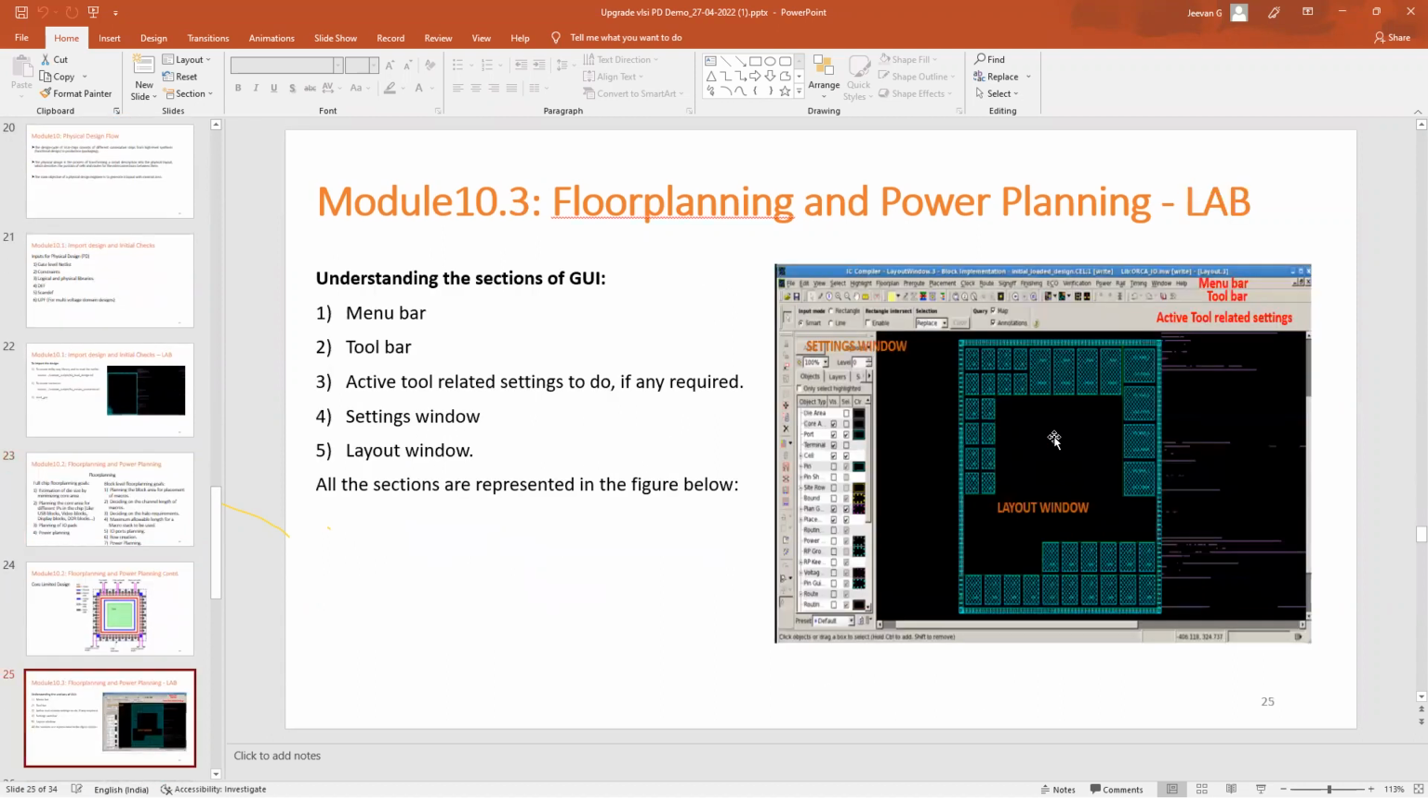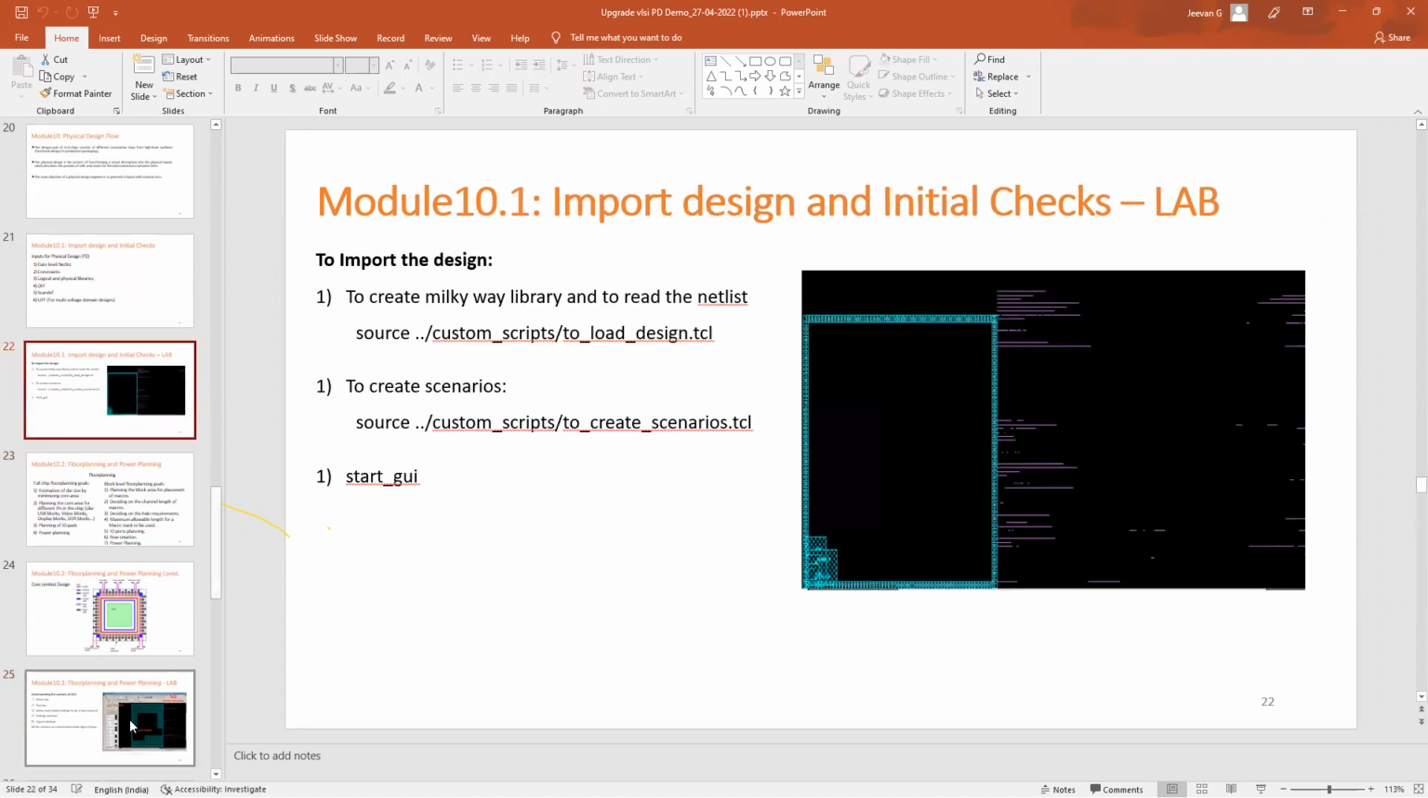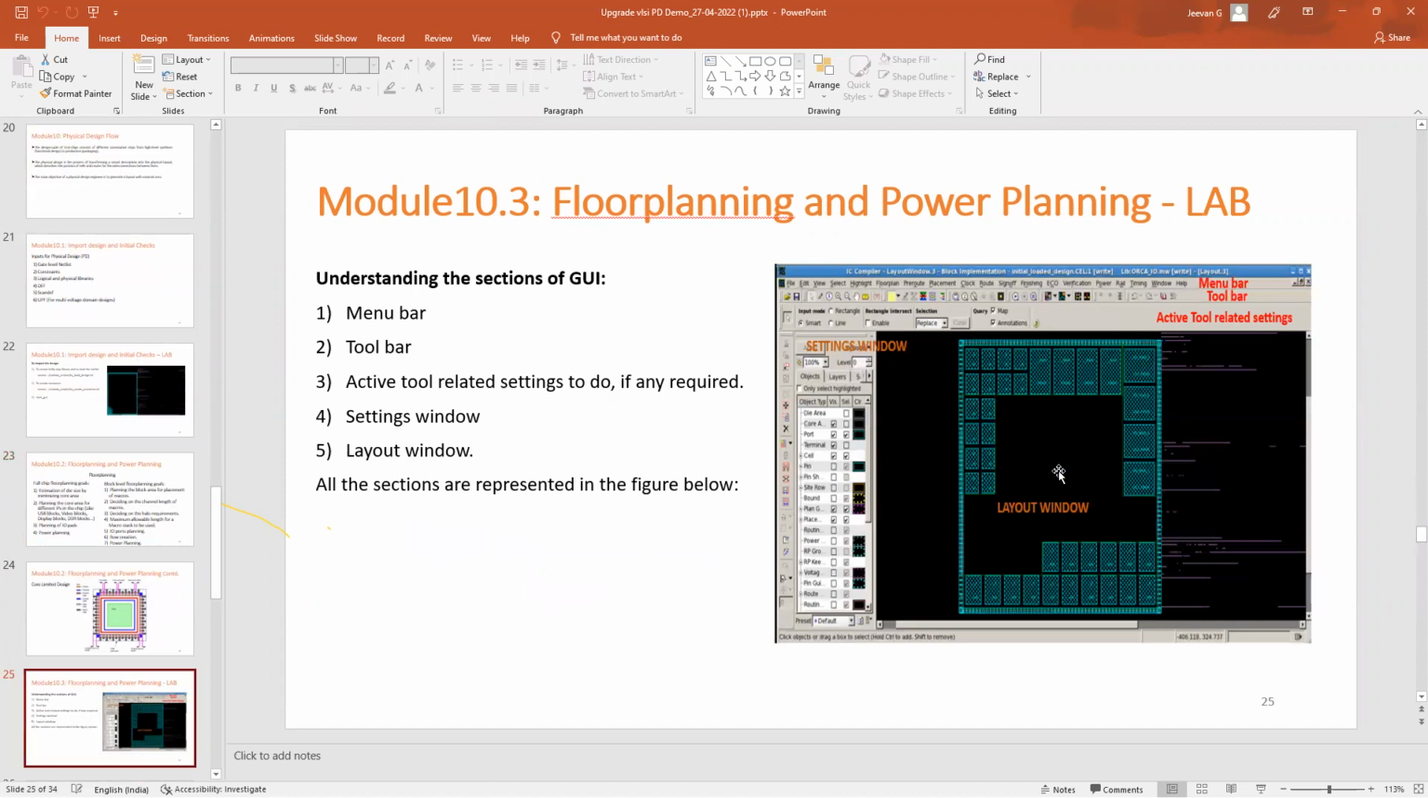So this is how your floor plan output will be looking like. From this stage to this stage, you need to do some changes. You need to arrange all these macros with respect to these IO pads and with respect to the communication with these standard cells. This is what the output of a floor plan will be looking like.